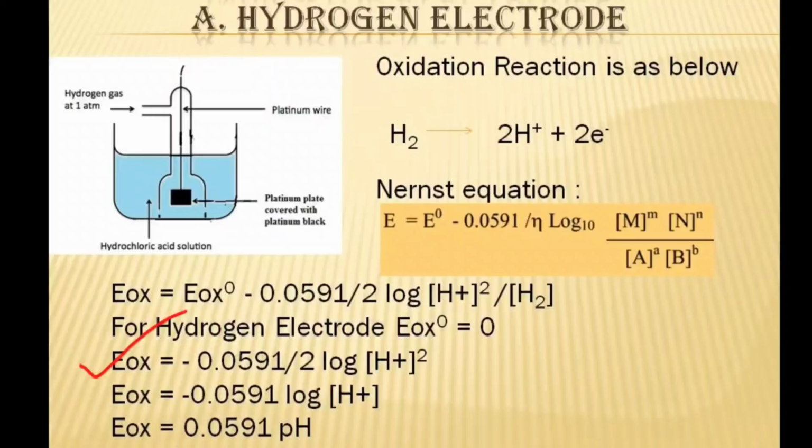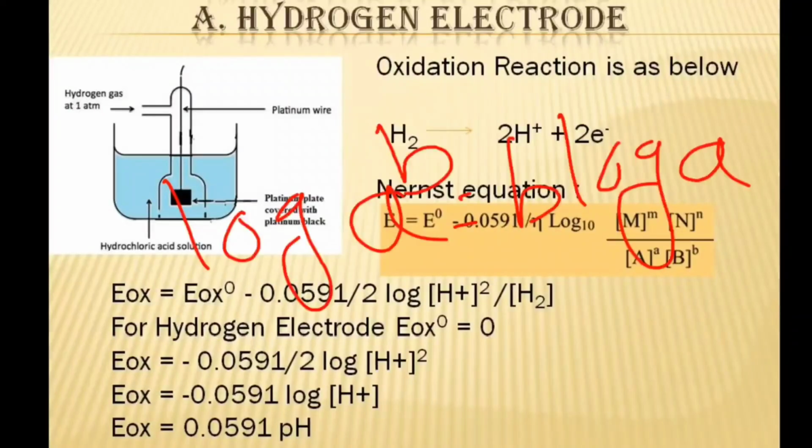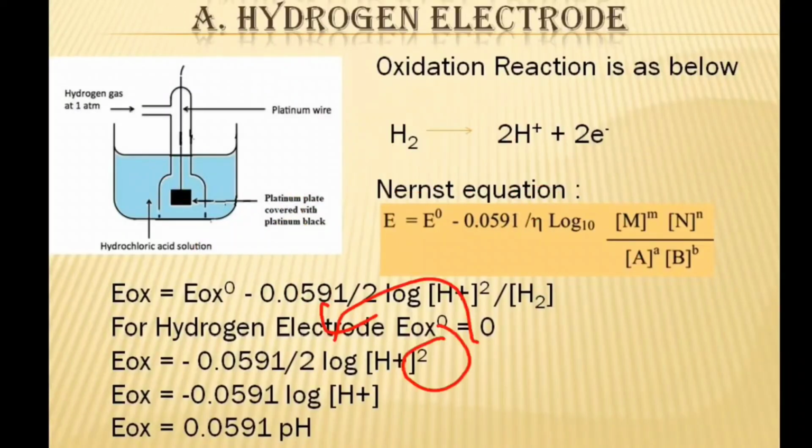So in this way, this equation becomes E oxidation potential of the hydrogen electrode is equal to minus 0.0591 upon 2 log concentration of hydrogen ion squared. Now use the property of log here. As you know, log A raised to power B is equal to B into log A. So according to this, the 2 comes to the front and this 2 gets cancelled. So this equation becomes E oxidation is equal to minus 0.0591 log concentration of hydrogen ion.